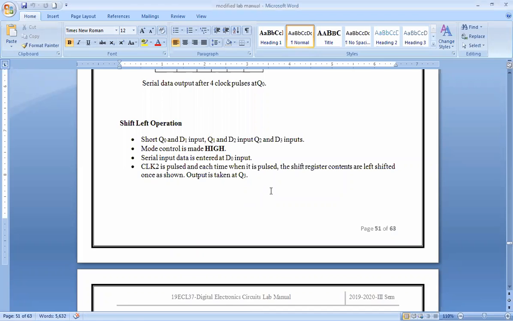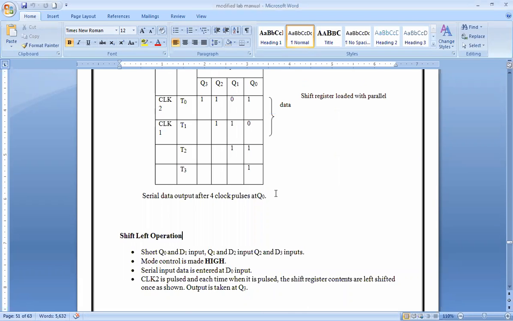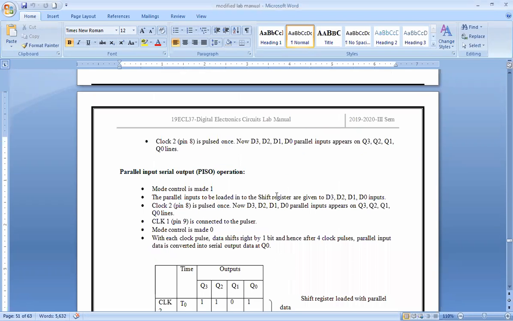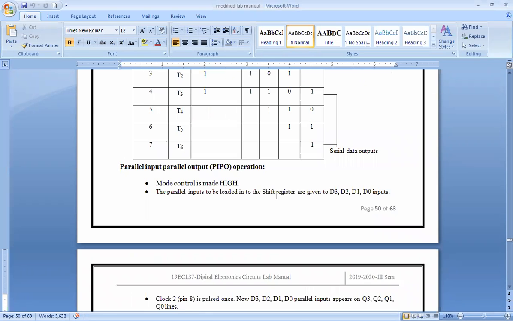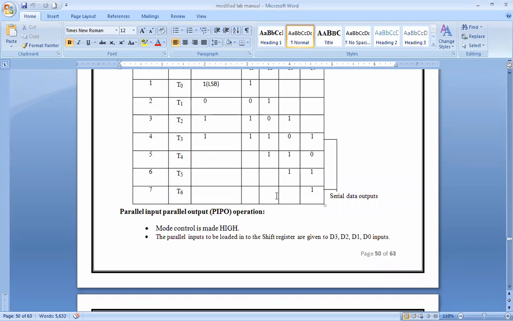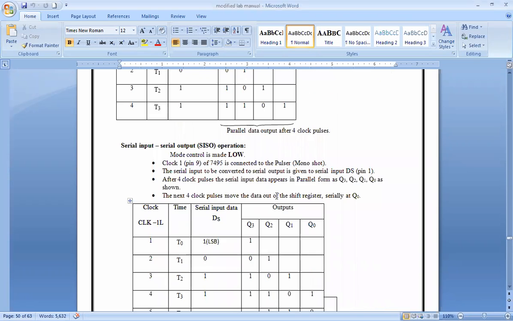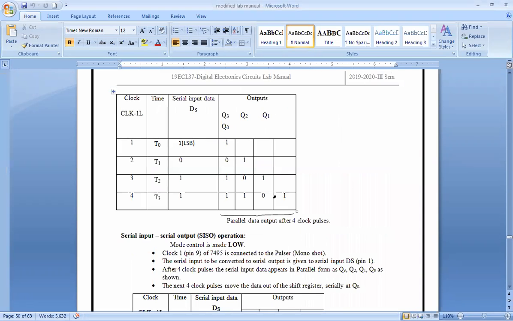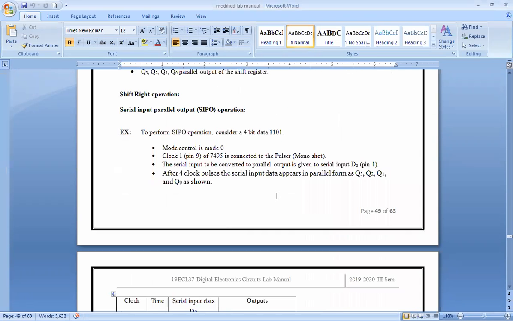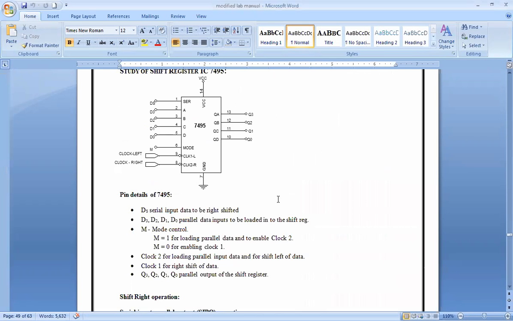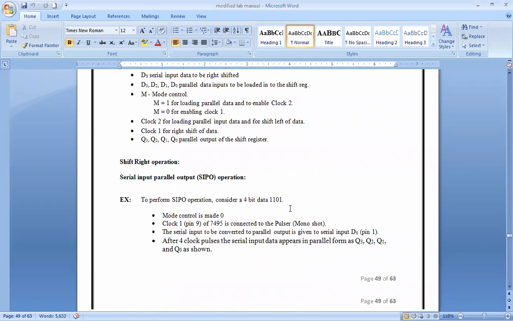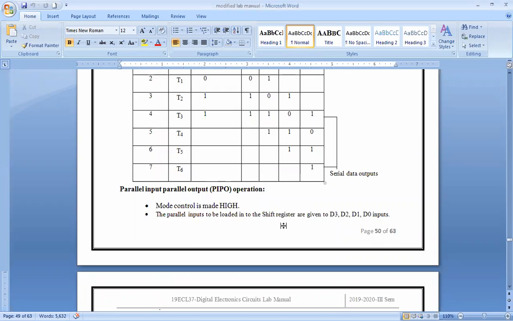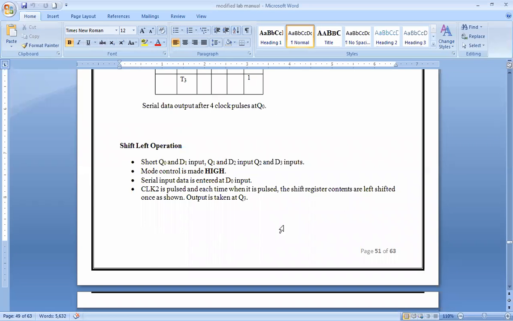No, sir. Okay. So only thing that you have to remember is which mode is used for what, and how I'm enabling parallel input, how I'm giving serial output, and how I'm getting parallel output. So if you know that, then it's going to be very easy for you to analyze things. Okay. So any doubts, students?